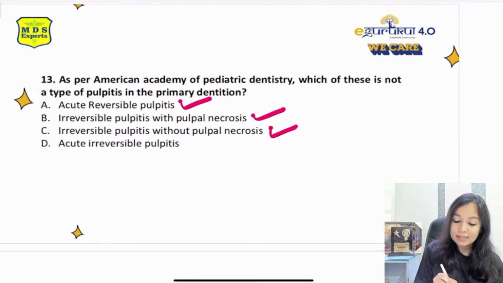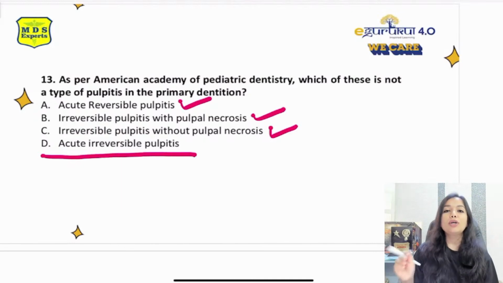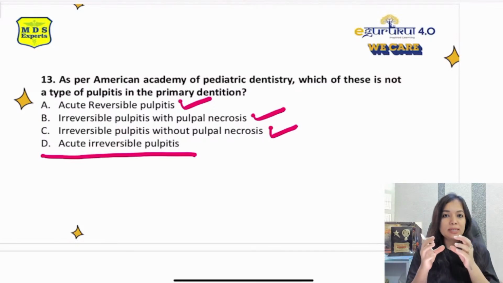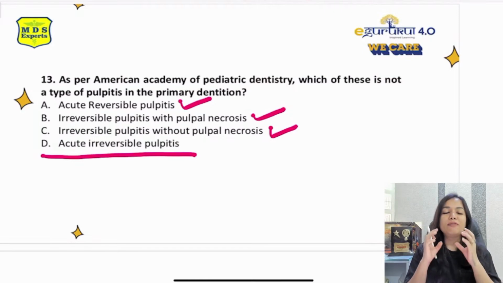But there is this term called acute irreversible pulpitis. Acute irreversible pulpitis is a condition when a huge carious lesion has just reached the pulp, and it has inflamed the entire pulp, and it is very, very, very painful.